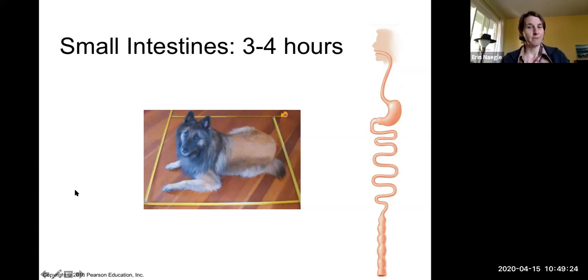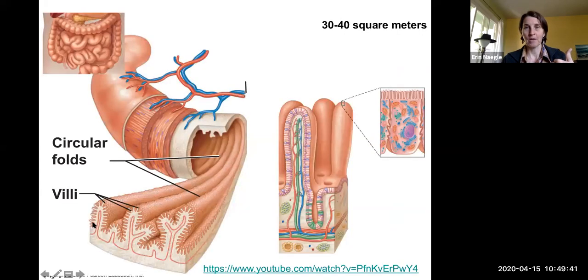While your digested food is in your small intestines, it's going to spend about 3 or 4 hours there as it's becoming chemically digested and absorbed. Right? It needs to spend enough time in there to get the nutrients out of the food that you're eating. But here's the deal. It's not just a smooth tube. You've got some anatomical features that increase the surface area.